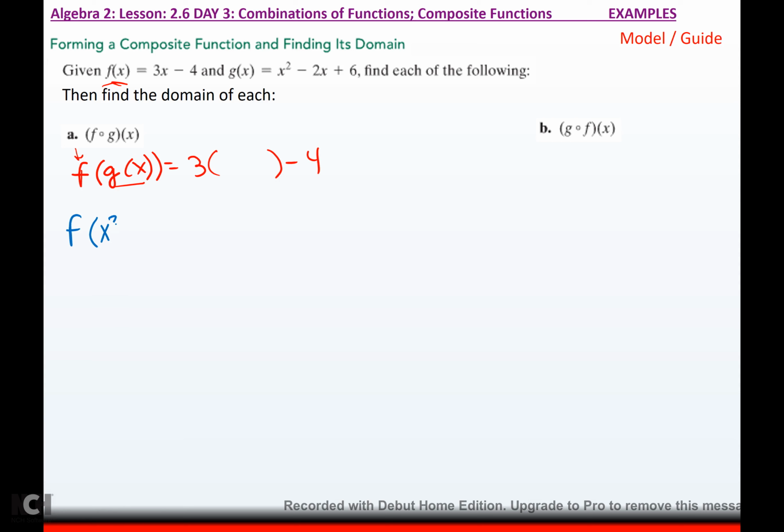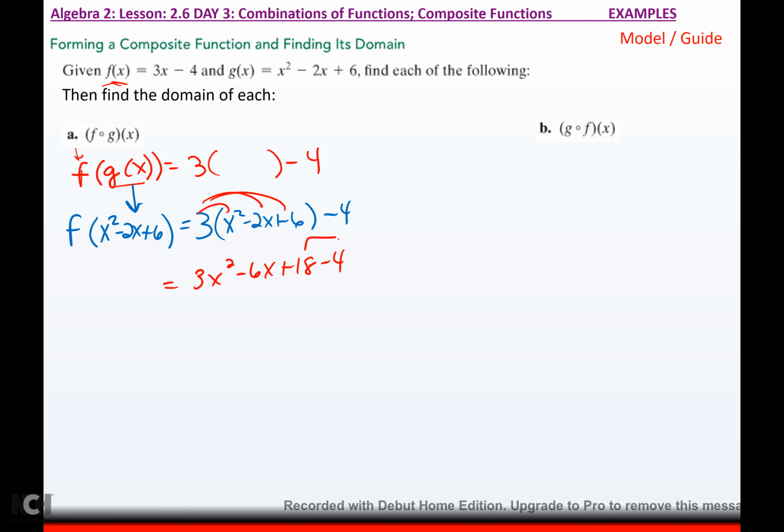It equals x squared minus 2x plus 6. That's what g of x equals. So it's telling me to replace that x with x squared minus 2x plus 6. And simplify that. Distribute, I get 3x squared minus 6x plus 18 minus 4. Combine like terms, I get 3x squared minus 6x plus 14. So f of g of x equals 3x squared minus 6x plus 14.